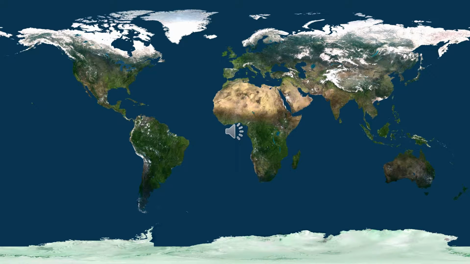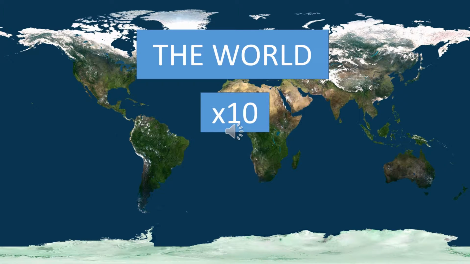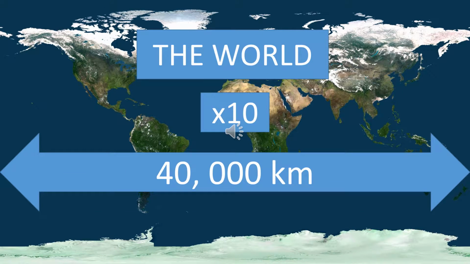Okay then, as you can see, very quickly we are getting to larger and larger distances. We are now up to the world, which is approximately 10 times the size of Australia. The world is 40,000 kilometres in diameter.